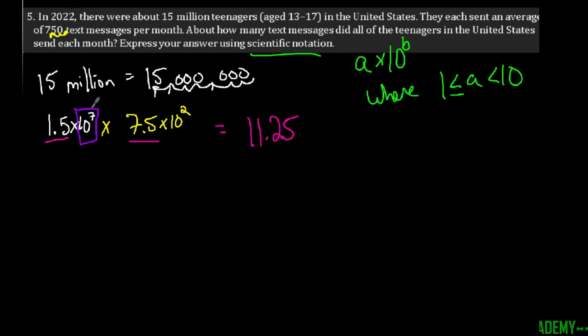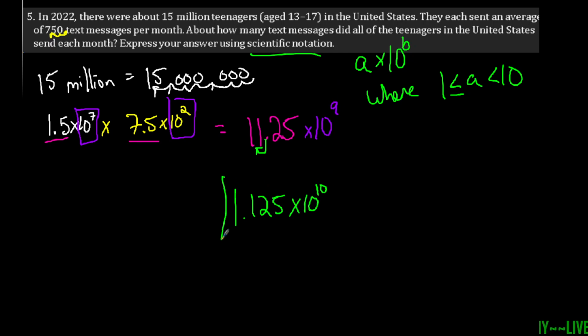Same base of 10 to different exponents, I can add those exponents together. So this is going to be times 10 to the 9th power, because it's 7 plus 2. Make sure though, since we said that a has to be less than 10, we have to change this number. So I'm going to move it one step to the left. So I have 1.125 times 10, and then I'm going to increase my exponent to the 10th power. Just make sure that you're seeing it like that.